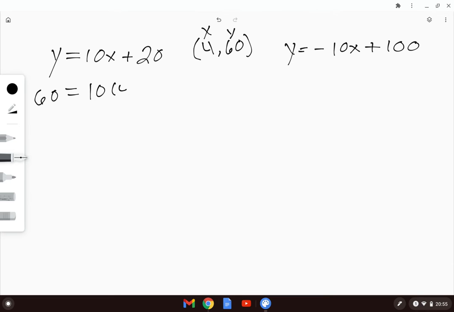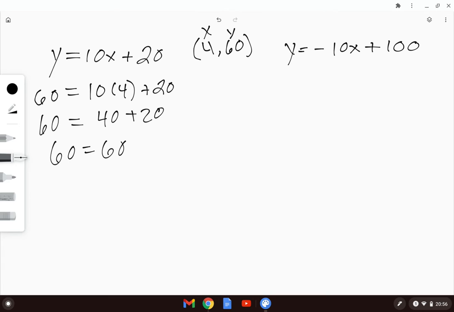60 for y, and then 4 for x. And then I'm simply going to solve this equation. So I have 60 equals 10 times 4 is 40 plus 20. So 60 equals 60. My equation is balanced on both sides.